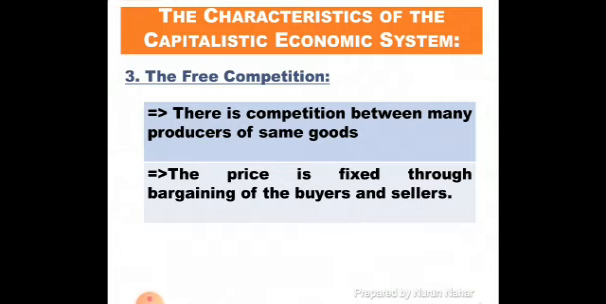The third characteristic is free competition. In the capitalistic economic system, the main objective is to earn the highest profit. So in this case, there is competition between many producers for the same goods. That is, a single good can be produced by many producers, but the price will be fixed through bargaining of the buyers and the sellers. That's why this sort of economic system is also called free market economy.